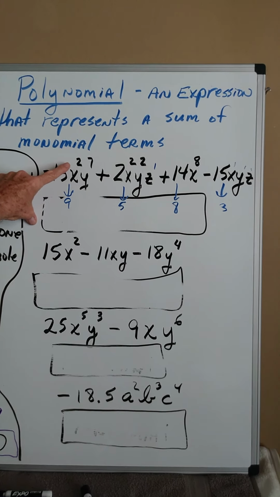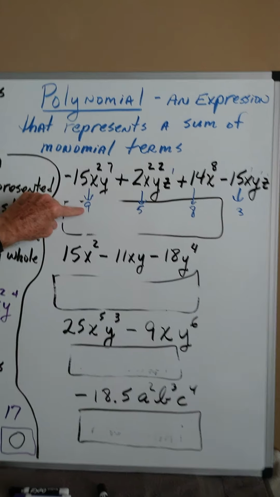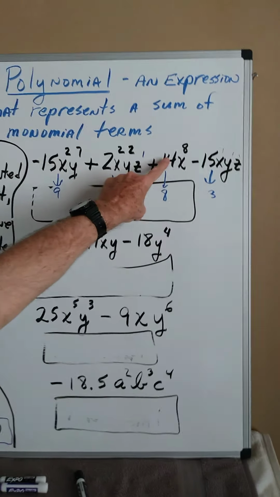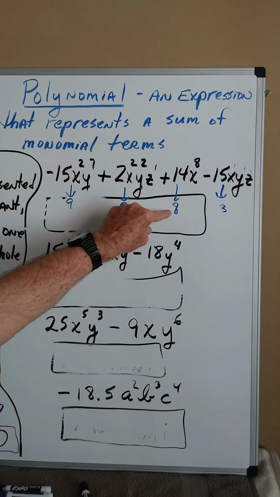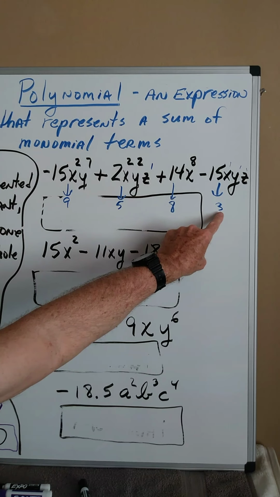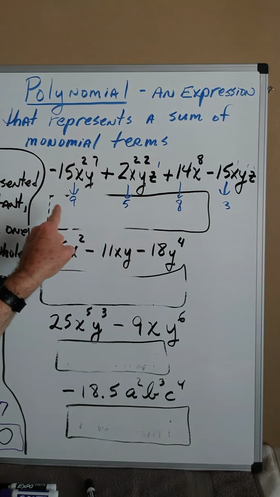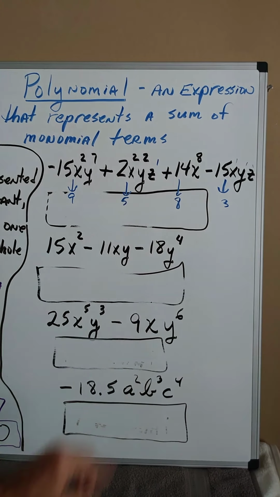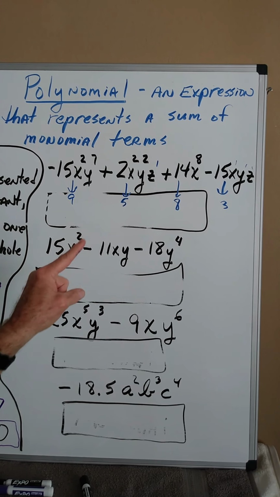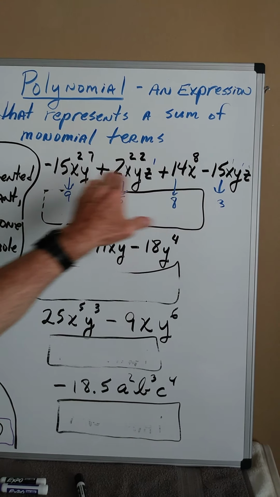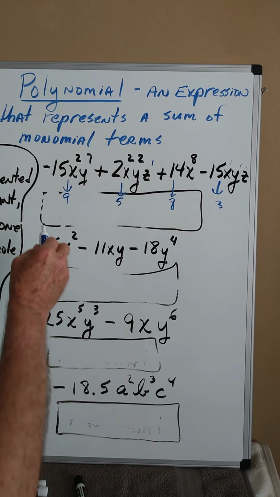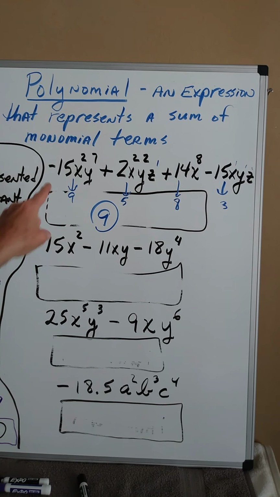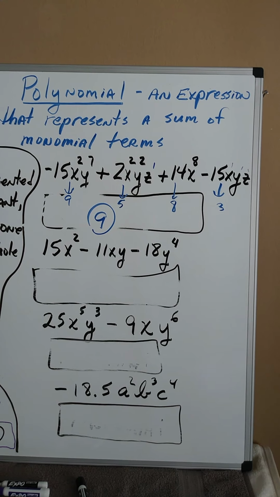We identified the degree of this first term, it was 9. The degree of the second term was 5. The degree of the third term was 8. And the degree of the fourth term was 3. We now take the greatest number amongst those 4, because we want the greatest degree of any of the terms that are up there. And the greatest degree is 9. 9, therefore, is the degree of this polynomial.